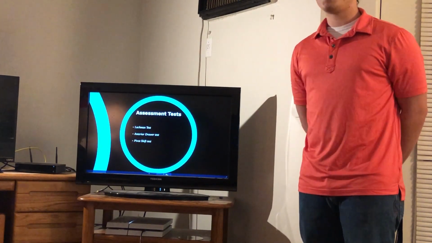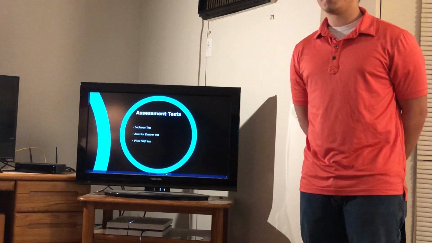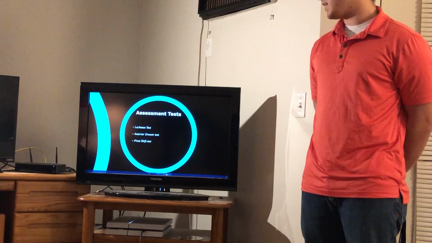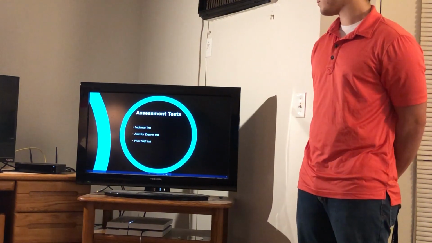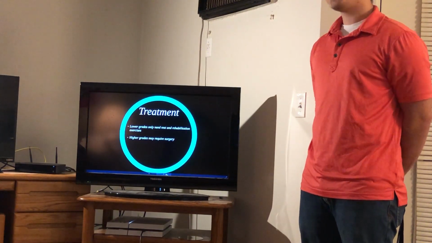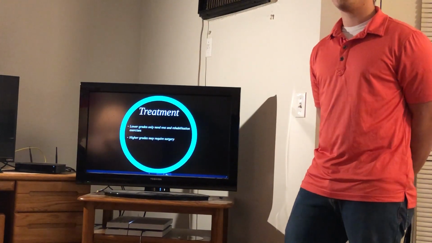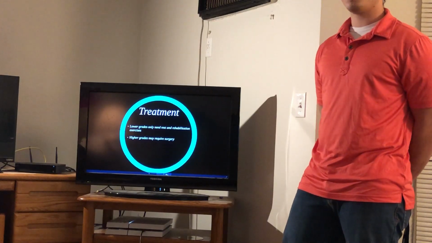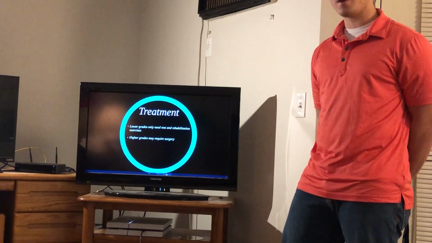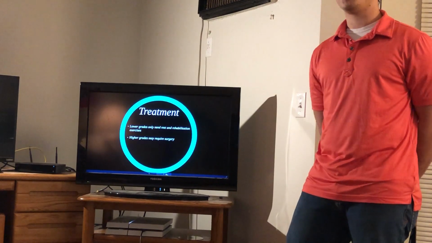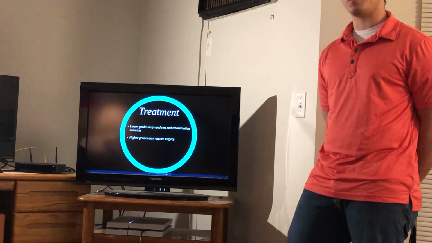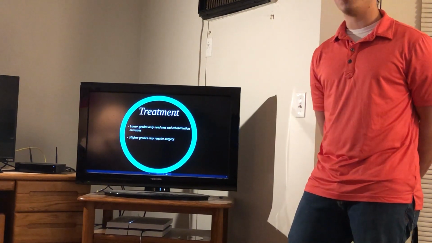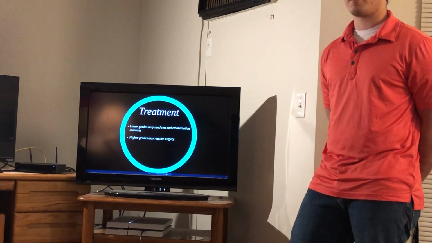There are three different assessment tests that can be done to determine how severe the ACL injury is. They are the Lachman test, the anterior drawer test, as well as the pivot shift test. As for treatment, it depends on the severity of the injury. Grade 1 will have less treatment than grade 3. The lower grades, grade 1 and 2, only require rest and rehabilitation exercises. You will have to go to physical therapy and work on getting that muscle back, but there will not be any surgery required. As for a grade 3 tear, there will be surgery, and it's a very long recovery process.